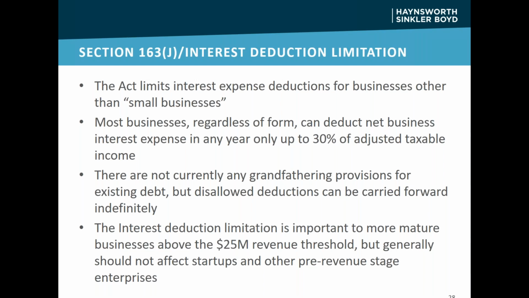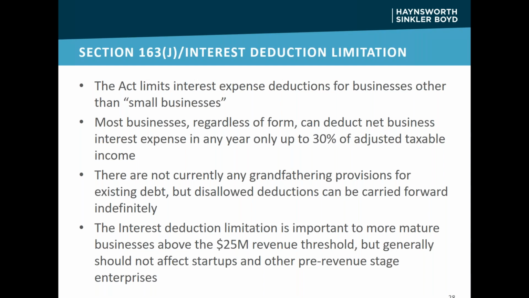So most businesses, regardless of form, can deduct net business interest expense in any year up to 30% of their adjusted taxable income. For years beginning after December 31st, 2017, and before January 1st, 2022, adjusted taxable income is generally equivalent to earnings before interest, deductions, and taxes without regard to deductions allowable for depreciation or amortization. This is also called EBITDA. For taxable years beginning after 2022, adjusted taxable income is reduced by depreciation or amortization, so EBIT, and therefore allows for less of a deduction of business interest expenses.